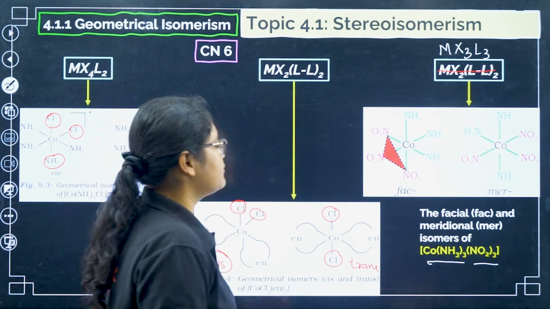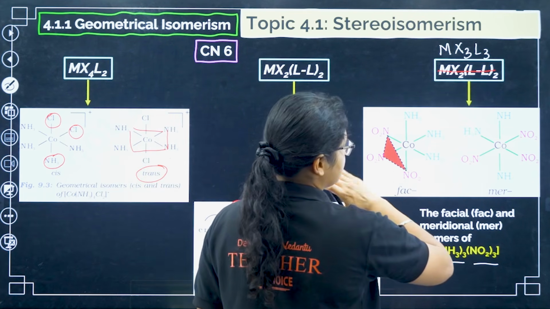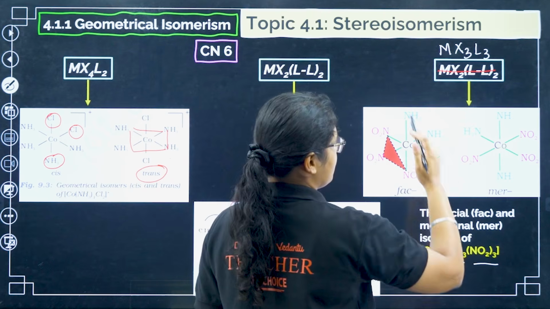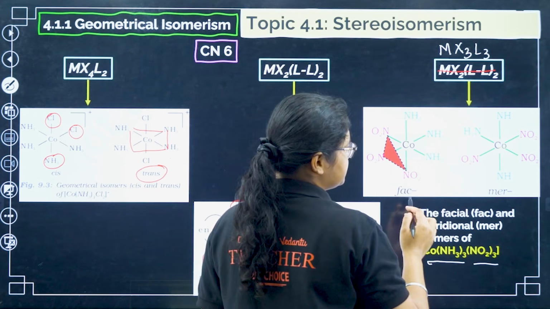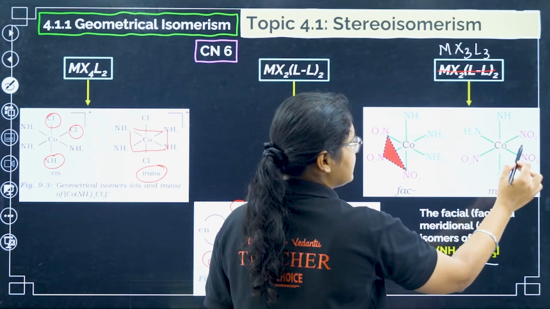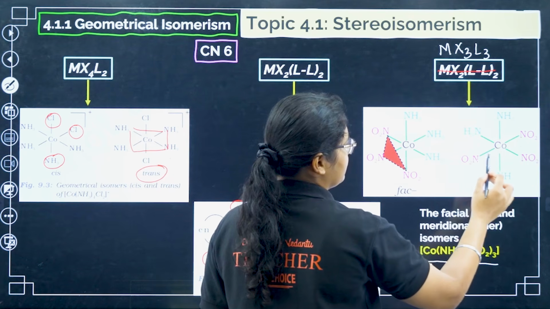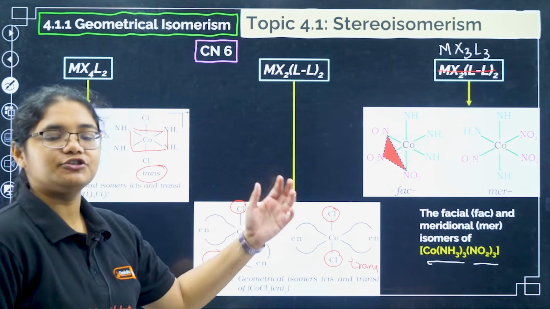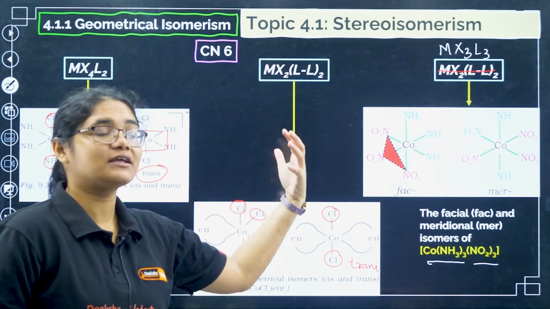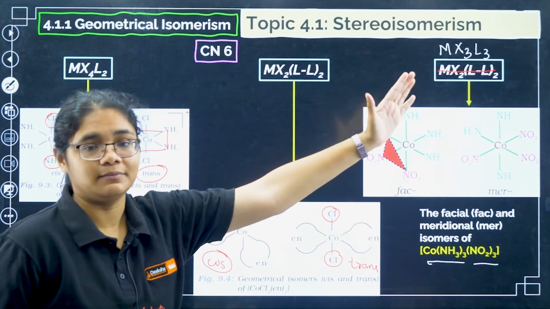Okay, so if you have all 3 NO2 on one side and NH3 on the other, if you just draw a diagonal here, NH3 on one side and NO2 on one side, this is called facial. And if all 3 NO2 are present in one plane, we call it meridional. Okay, facial and meridional isomers exist for Ma3B3 type.